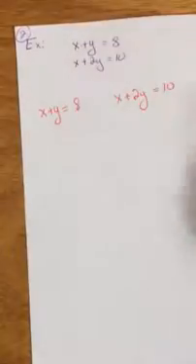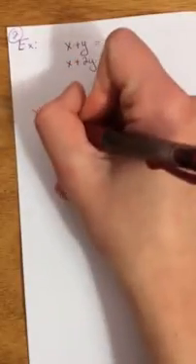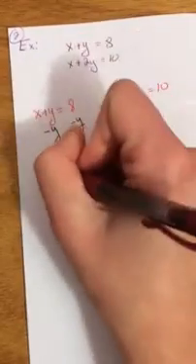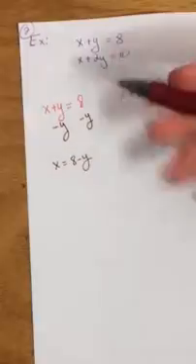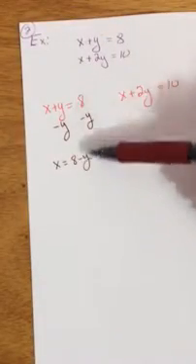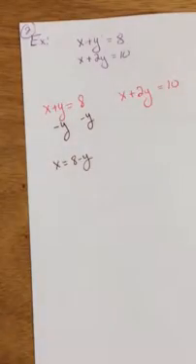So I'm going to solve this one for x because last time we solved for y. So I'm going to subtract y over to the other side. So I get x equals 8 minus y. Okay. So these two equations are exactly the same. They're equivalent. I just rearranged them.